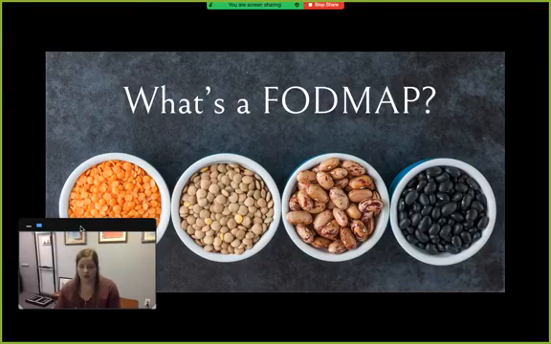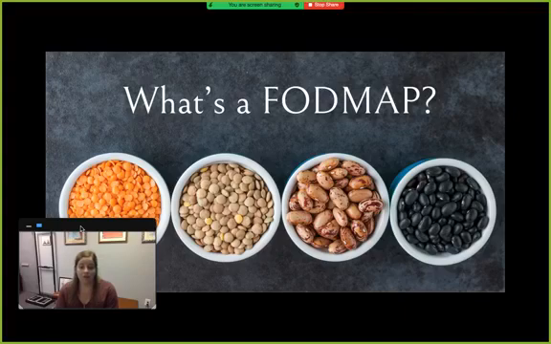So these FODMAP sugars are found in fructans, like I just mentioned, which are those gluten grains, galactans, which are in legumes. Lactose is found in those dairy products. Fructose is most fruits. Certain vegetables and added sugars all have fructose. And then those sugar alcohols include xylitol, sorbitol, maltitol, and mannitol.